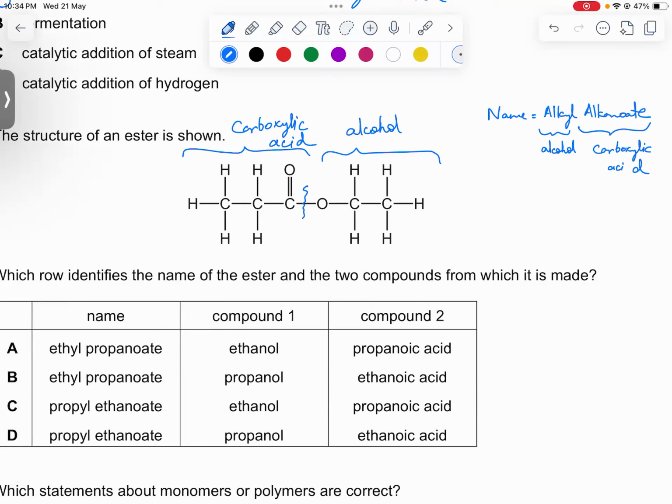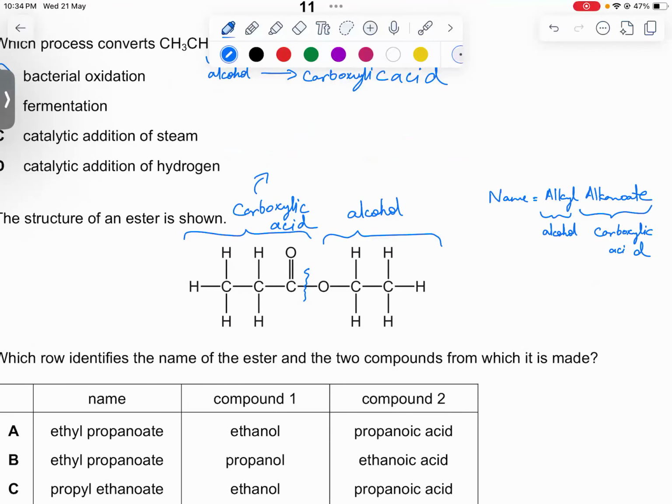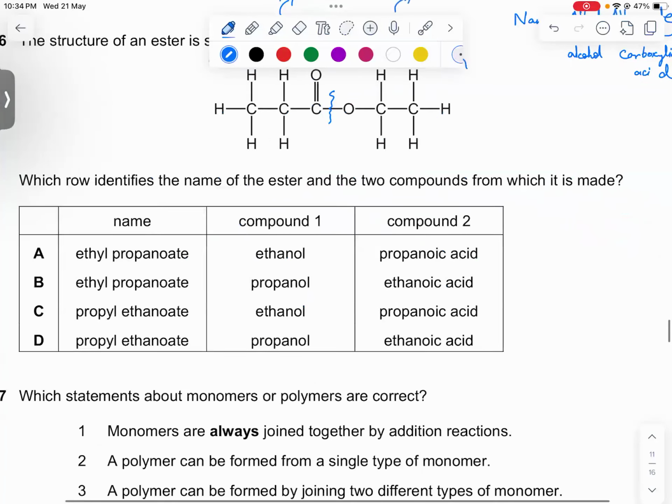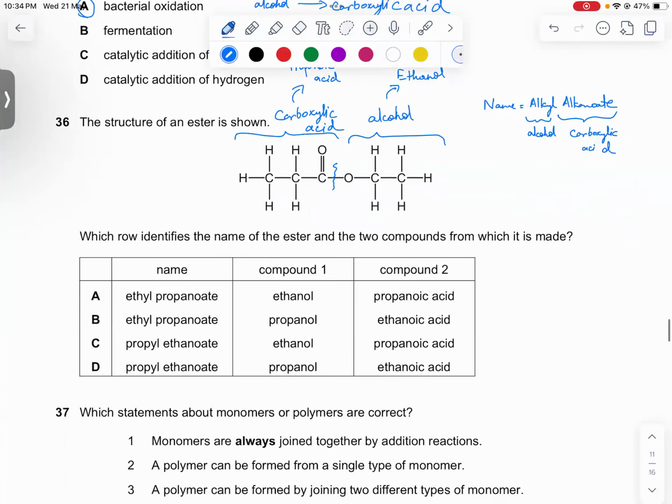In this question, the carboxylic acid is 3 carbons long, meaning it is propanoic acid. And the alcohol is 2 carbons long, meaning ethanol. So the name is going to be ethyl propanoate. Compound 1 can be called ethanol, because compound 1 is what they're calling alcohol. Compound 2 is propanoic acid. So the answer is A.